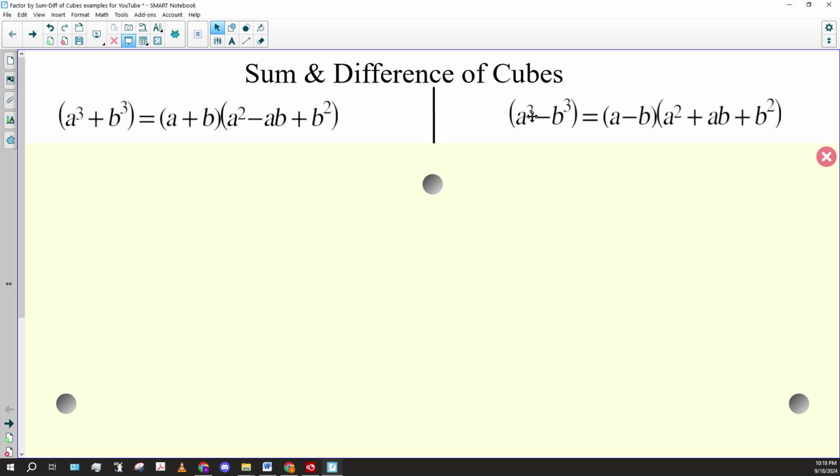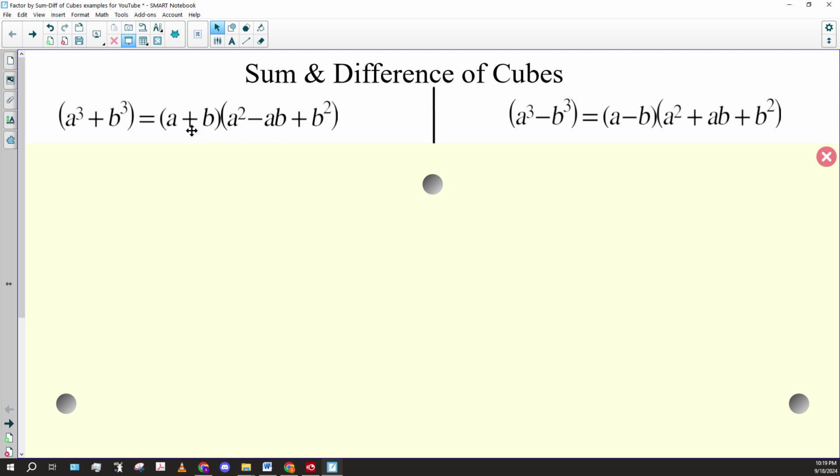They're almost the exact same formula. Let's take a look and see what's different. If you have a plus sign here, then the first factor is a plus b. Over here, if you have a minus sign, then the first factor is a minus b. And then the next set of parentheses, they both say a squared, ab, and b squared. The only difference between the two is the signs. This one has a minus sign on the ab, and this one has a plus sign on the ab. They both end in positive b squared.